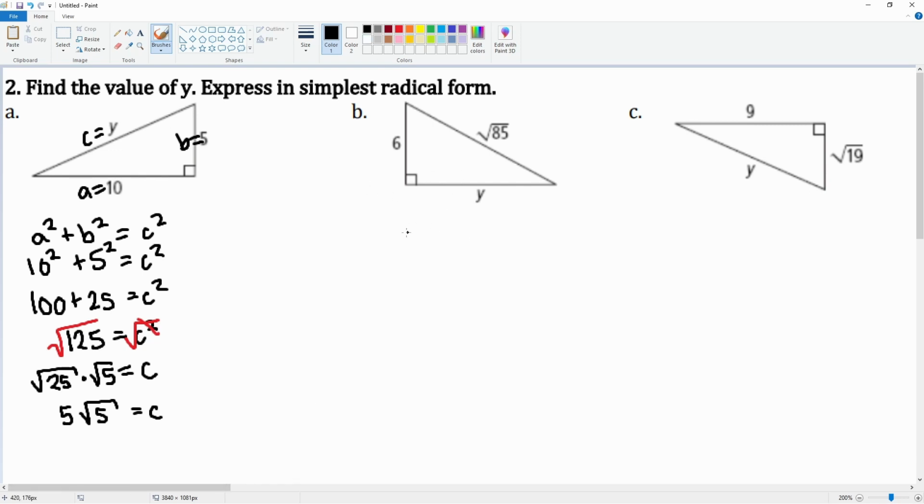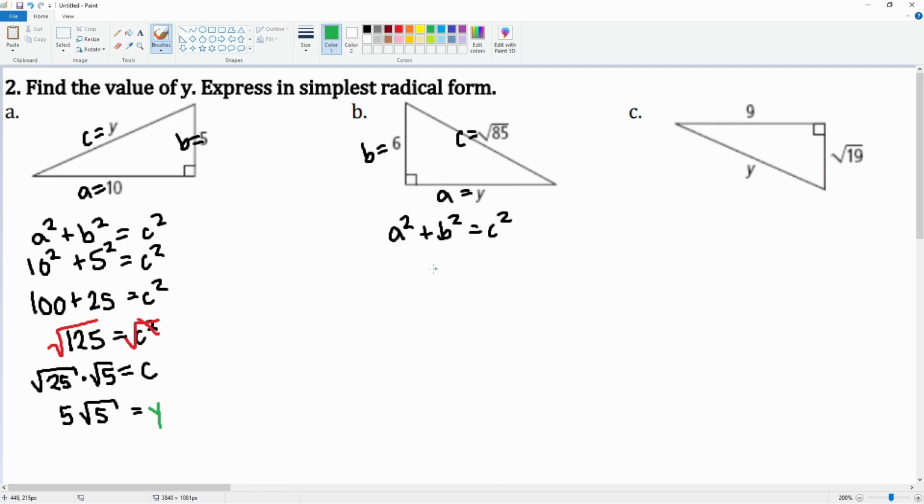Here we do the same equation: a squared plus b squared is equal to c squared. Just to let you know, c was really the value of y in the previous one. I should have made that substitution for you. So here a equals y, b equals 6, and c equals radical 85.